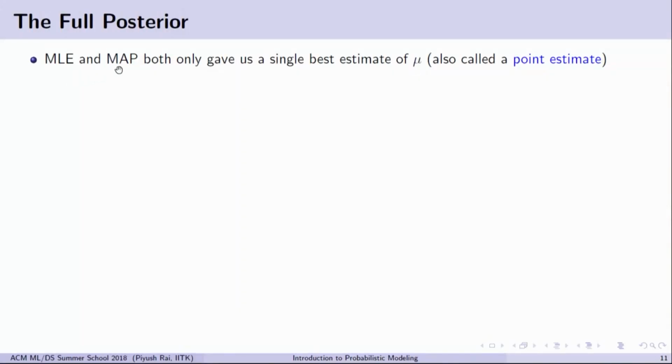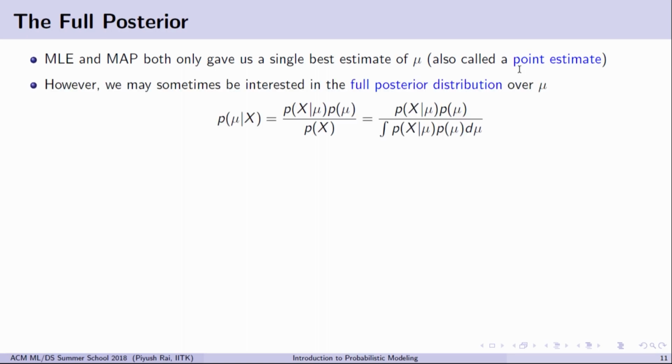First of all, it's important to keep in mind that both MLE and MAP only give us a single best estimate of the parameter, which is also known as a point estimate, because you're only getting a single optimal point mu. However, as I said, oftentimes we are interested in finding the full posterior, the full distribution over the parameter given the data. So can we compute this full distribution?